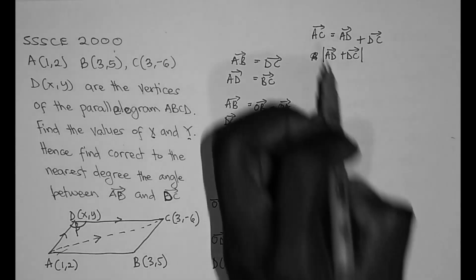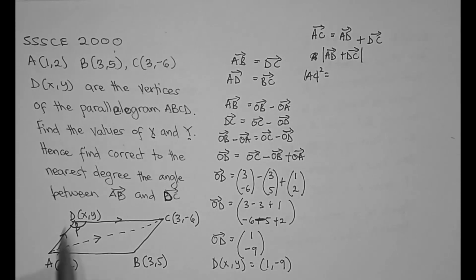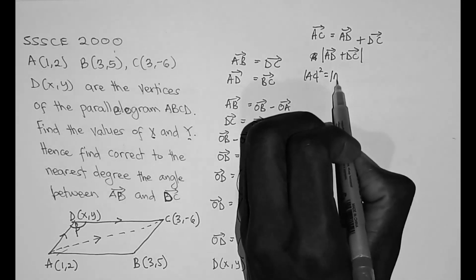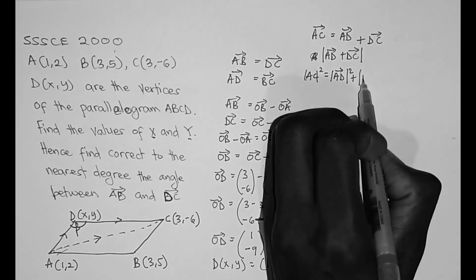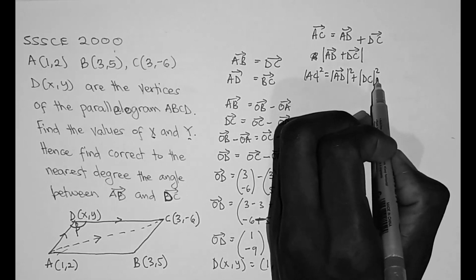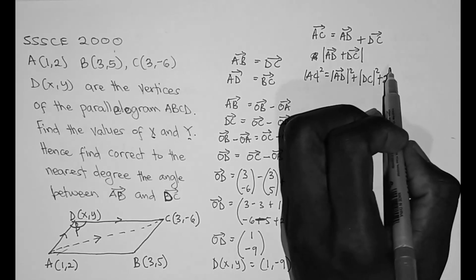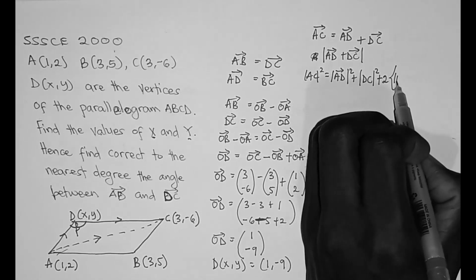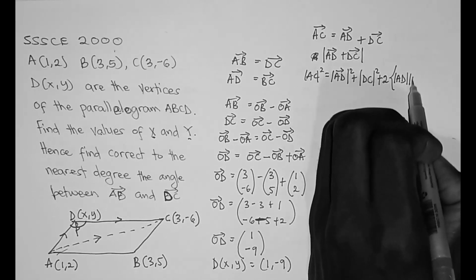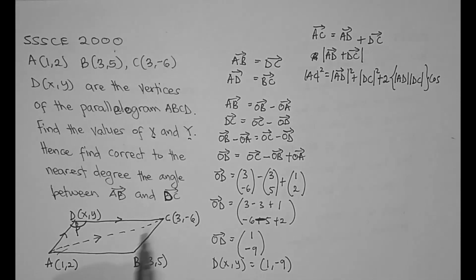AC squared is equal to the square of the sum of the other two lengths, which is magnitude of AD squared, then plus magnitude of DC squared, then plus 2 times magnitude of AD, then magnitude of DC, cos the angle between AD and DC, which is beta.